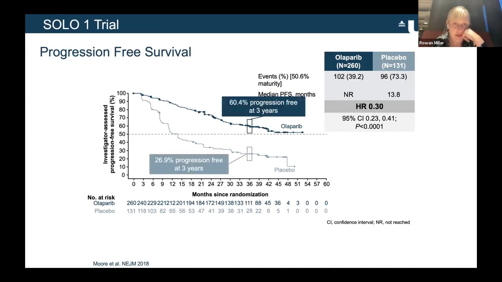Hazard ratio of 0.3, and at 3 years, there was a 70% reduction in the risk of progression. So 60% of patients treated with olaparib versus 27% of patients treated with placebo. So a massive improvement. Remember I said with the bevacizumab trials, it was about 3 to 4 months improvement in PFS, and we were excited about this. This is huge.